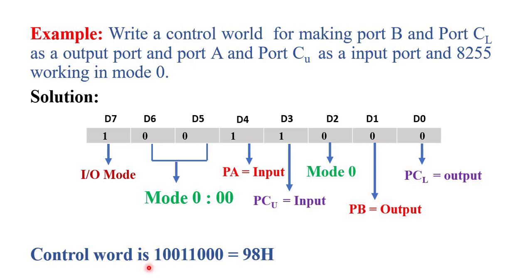When we combine this control word, it is 1001 1000. If we write this control word in hexadecimal form, it is 98H. This is the control word of 8255 mode 0. This type of example is asked in competitive exams as well as university examinations.